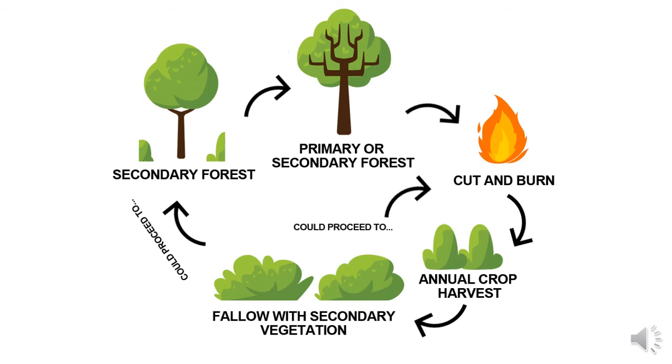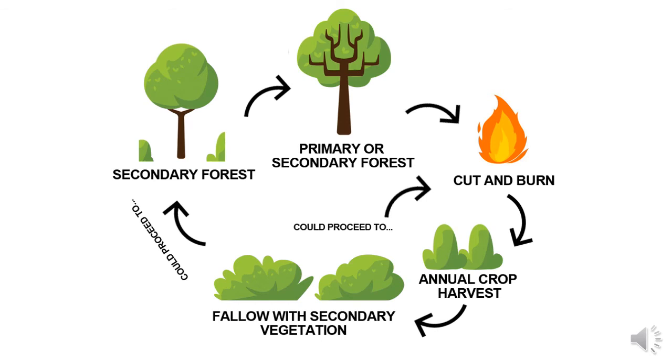So to help us understand some of the potential benefits and the more typically the drawbacks of this form of agriculture, let's take a minute to examine this diagram here. Okay, starting with the big well-developed tree on the top there, it says primary or secondary forest. This would be the ideally untouched land that swidden farmers or slash and burn farmers or shifting cultivators would enter into. They would cut that stuff down, leave it to dry for a little bit, and then burn it. Okay, then they plant their crops and do their annual crop harvest, right?